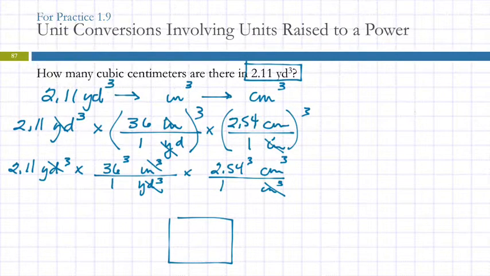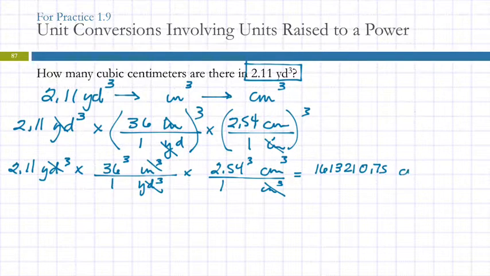So on your calculator, there's a couple different ways you could do this. My TI-36X Pro has an X to the box button. So what I do is 2.11 times 36, and I'm going to press X to the box, and 3, times 2.54, X to the box, 3, equals. And this ends up being a very large number: 1613210.75 cubic centimeters. Your calculator may have a cube button, or you may just want to multiply by 36 3 times. Whatever you do, as long as you're consistent in getting the correct answer.